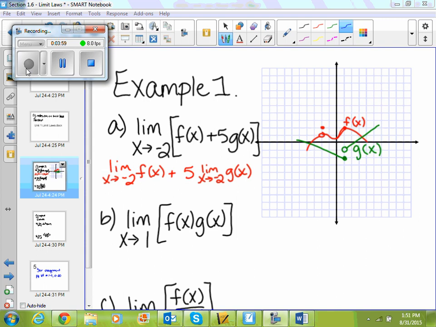So if I look at where x is approaching negative 2 of f of x, my function in red, as x is approaching negative 2, I'm up where y is equal to 1. And if I look at where x is approaching negative 2 of g of x, I'm down at negative 1. So then 5 times negative 1 is negative 5, and 1 minus 5 gives me negative 4.